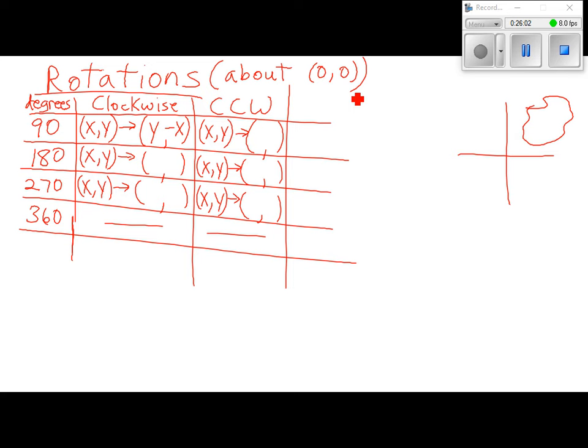How about 90 degrees counterclockwise? (negative y, x). Everybody agree with that? About 180 degrees clockwise: (negative x, negative y). So what's that one do to it? It just changes the sign, leaves them in the same order, just does the opposite of each number.